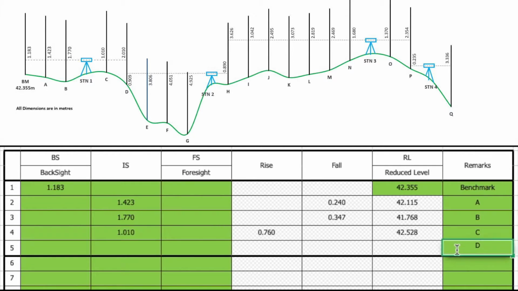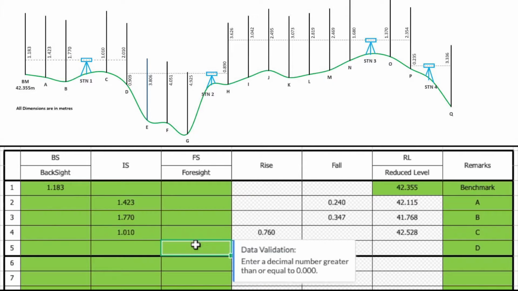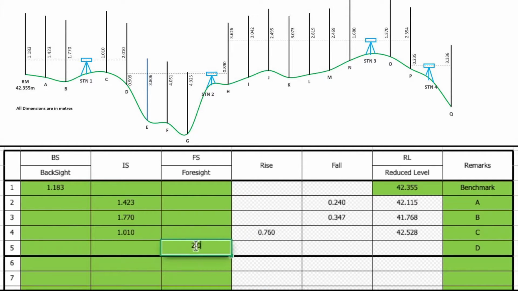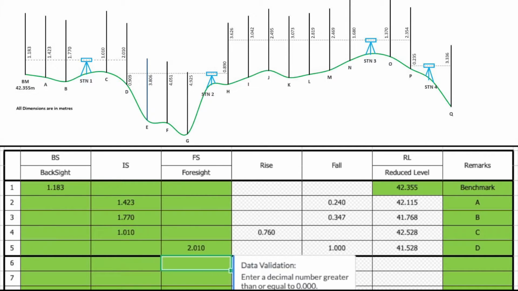Point D is the last reading at the station, therefore the value is recorded as a foresight under the foresight column. Value is 2.010. The staff is held at point D. The level is moved from station 1 to station 2.